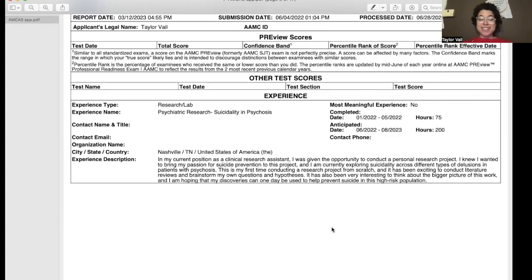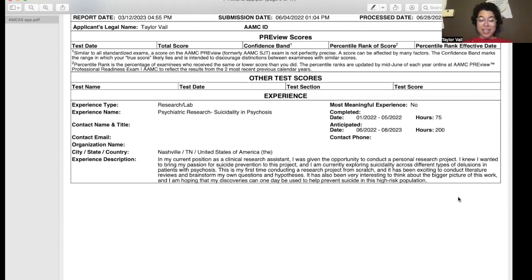So for this first one, this is a research activity. This is actually a personal project I was doing, and this was my first time ever conducting a personal research project. So I was very much coming up with, okay, what question do I want to ask? How do I go about doing a literature search to see what's already out there? How do I propose this idea to my PI and see if it's something that's actually doable? And then, of course, analyzing data itself.